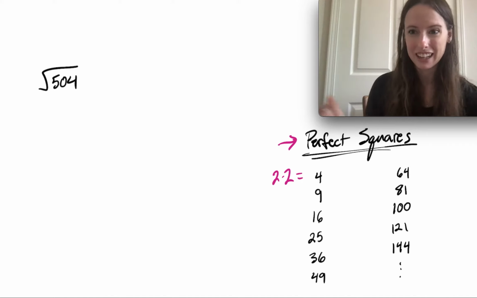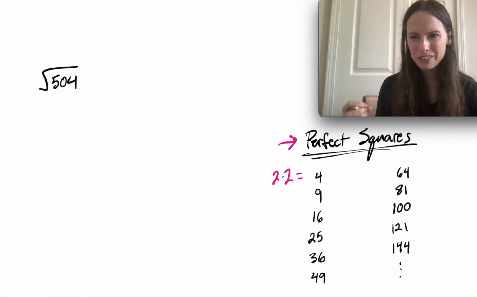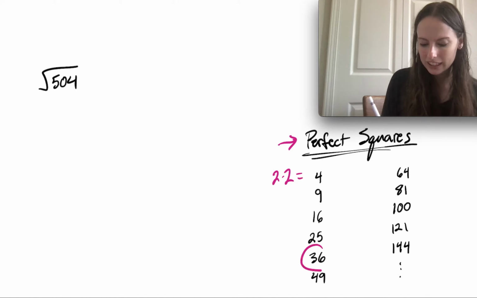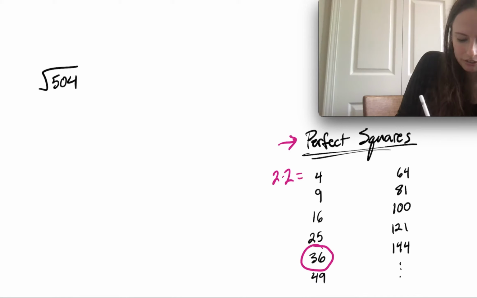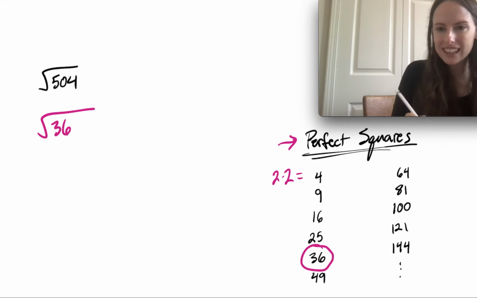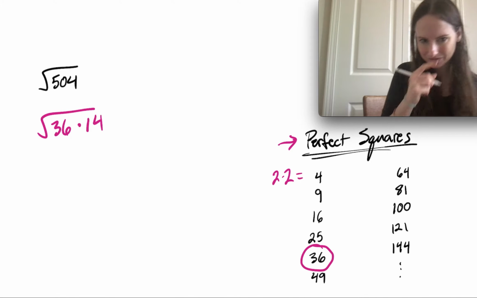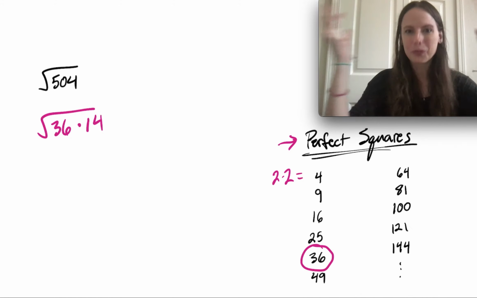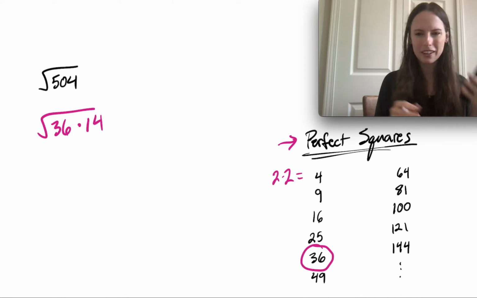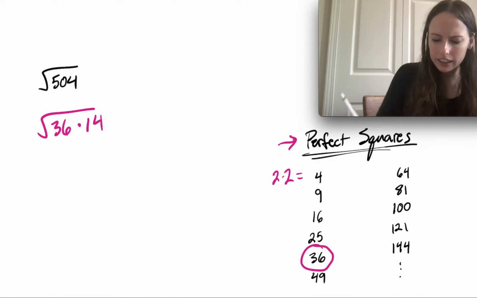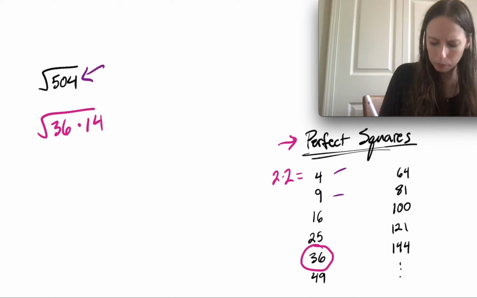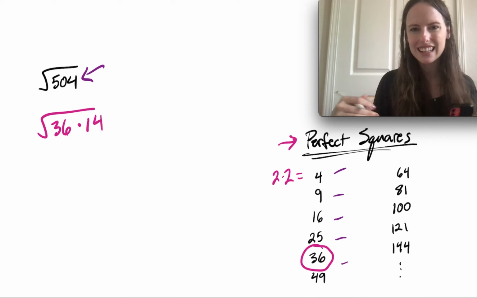Okay, so just to show you the final answer here, the highest perfect square that goes into 504 is actually 36. So if we break down 504, we can break this down into 36 times 14. Now you might be thinking, where did that come from? How did you know? So with these kinds of problems, I usually pull out a calculator and I divide the number under the radical, 504, by every single perfect square and see if it divides into an integer.